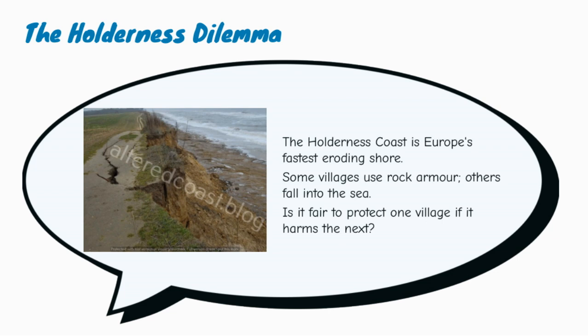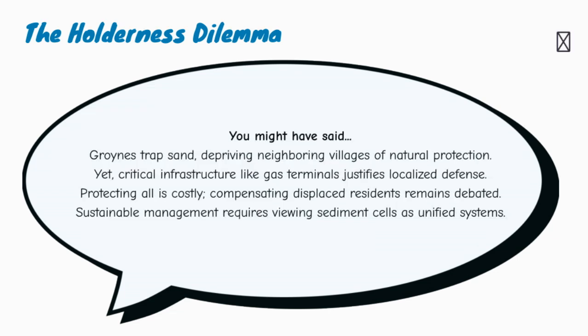This is why coastal management has to consider the whole sediment cell, not just one location. A sediment cell is a stretch of coastline where sediment moves in a connected system. If you interfere with sediment in one place, there may be consequences elsewhere. You might have said that groynes trap sand and deprive neighboring villages of natural protection. That is correct. You might also have said that important infrastructure may justify localized defense. For example, if an area contains a gas terminal, major road, railway, or large settlement, the benefits of protection may outweigh the costs. However, protecting every part of the coast is extremely expensive and often unrealistic.